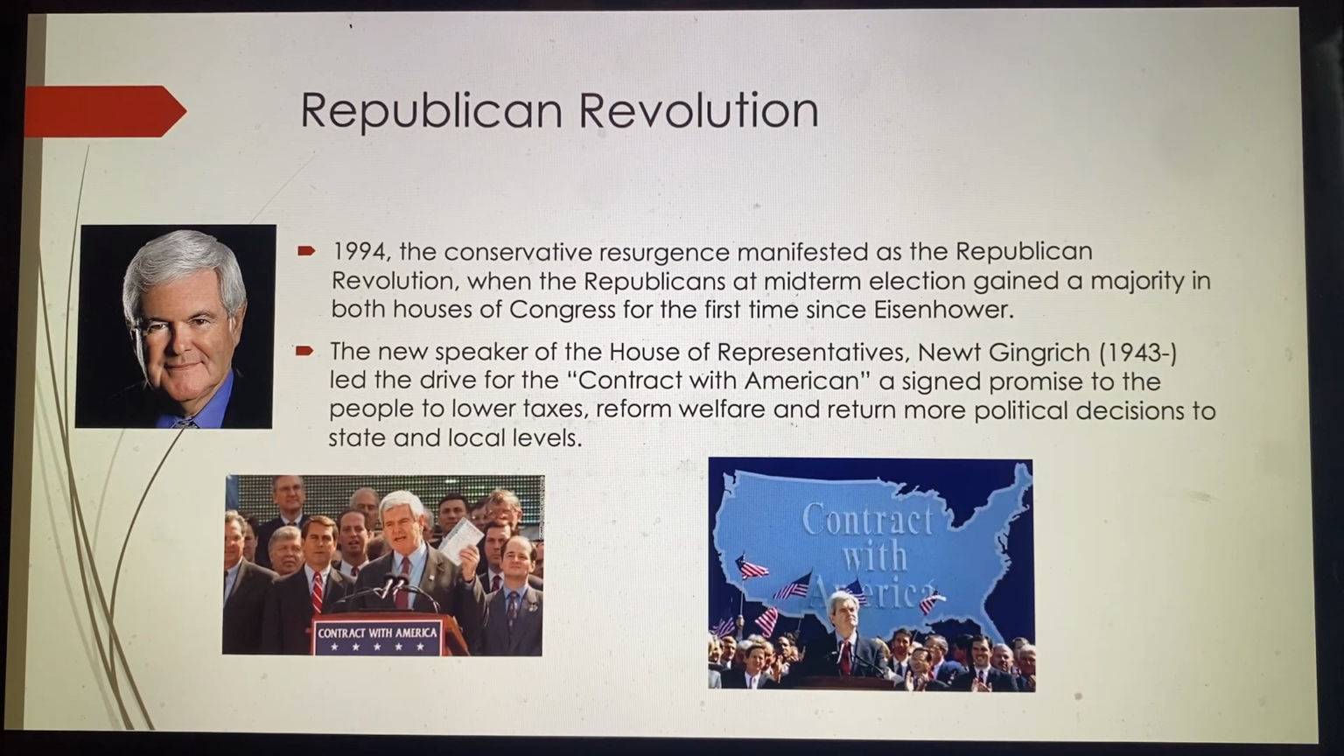Republican Revolution. In 1994, the conservative resurgence manifested as the Republican Revolution, when the Republicans at the midterm election gained a majority in both houses of Congress for the first time since Eisenhower. So although we have a very liberal president, a Democrat like Clinton, now both the Senate and the House of Representatives gained a Republican majority. So we have a Democrat president, but we have a Republican Congress.